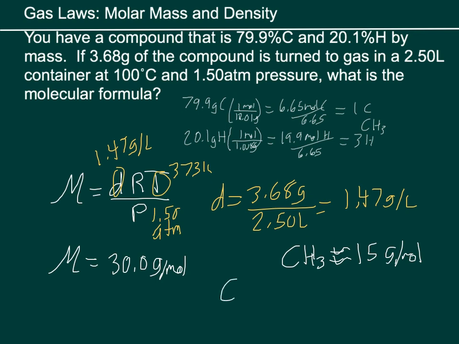So we're looking at ethane here, C2H6. Okay, and that's how we can use information about the gas and the ideal gas law to find the molecular formula of a compound if we know its percent composition by mass.